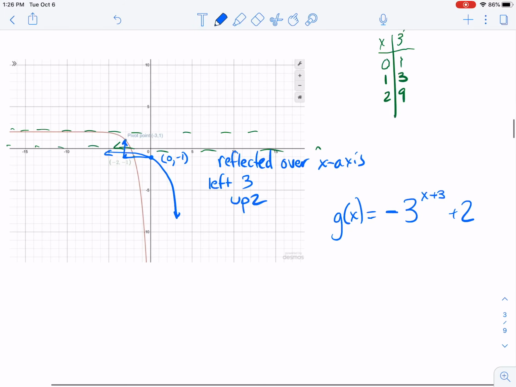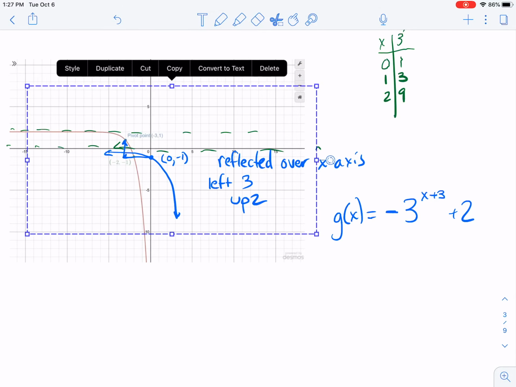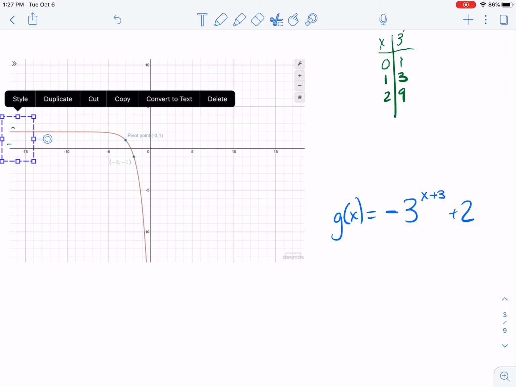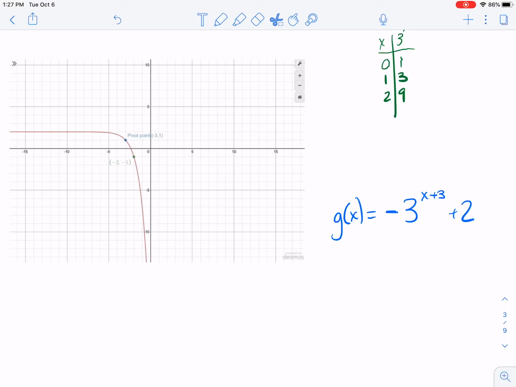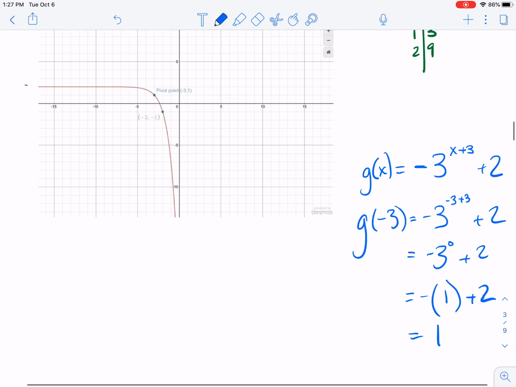So now, let me get rid of all of this mess. Okay, now I can see the graph a little bit better. Notice if I plug in -3, that does become my pivot point. G of -3 becomes negative 3 to the -3 plus 3, plus 2. This is negative 3 to the 0. Keep in mind, this is negative. 3 to the 0 is 1. So this is -1 plus 2 is a +1, and that's how we get that pivot point of -3, 1.